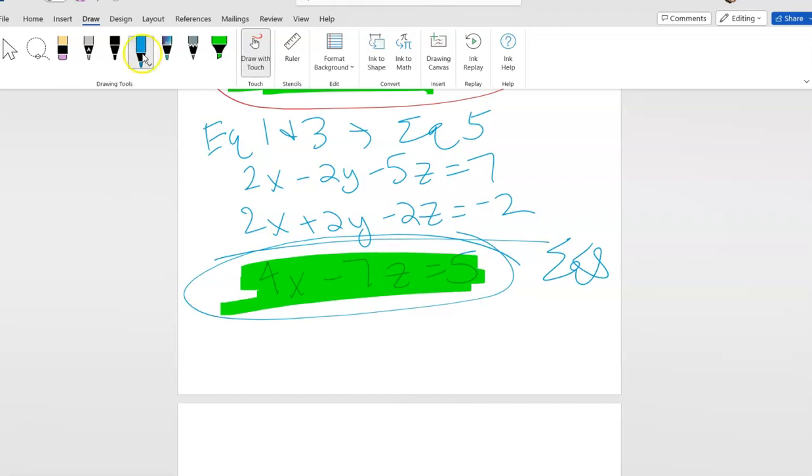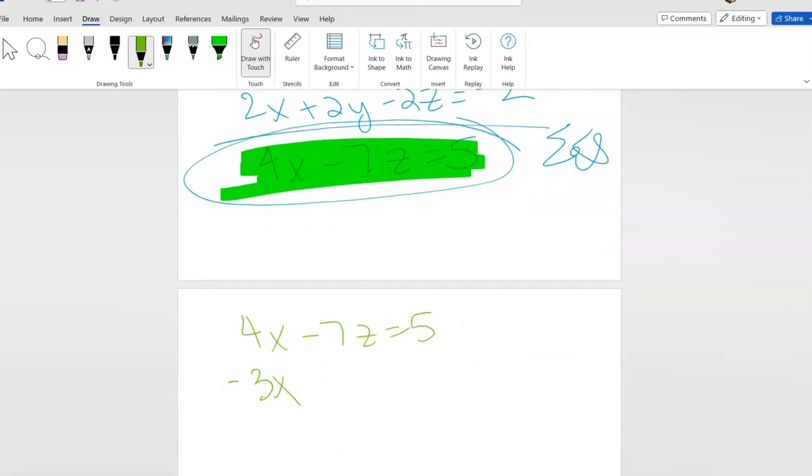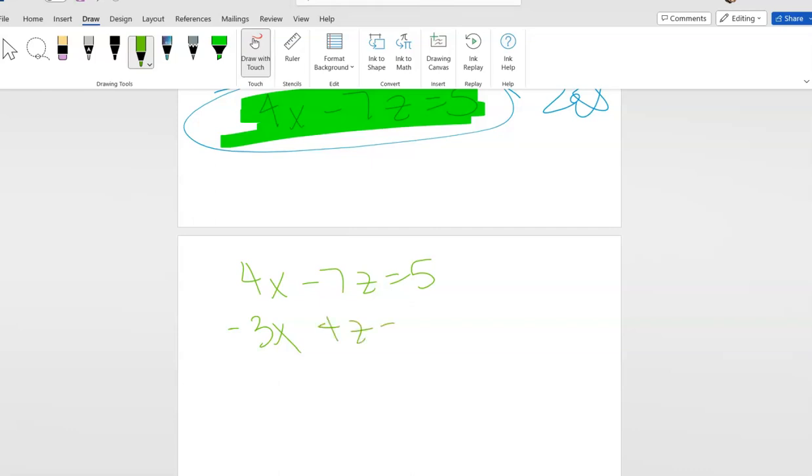So now I have my 2-variable system. So I'm going to write down my 2-variable system. 4x minus 7z equals 5. And then I had negative 3x plus z equals negative 8. Okay, this is now a 2-variable system in terms of x and z. So I now have the option, I want to solve this. I can use elimination or I can use substitution. Now, just to be different, I'm going to use substitution.